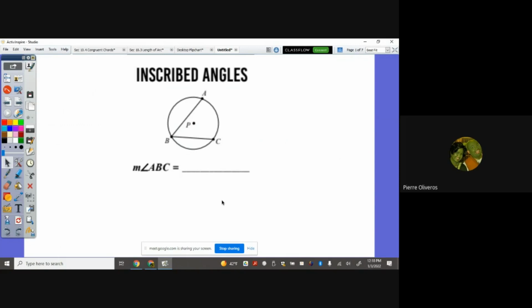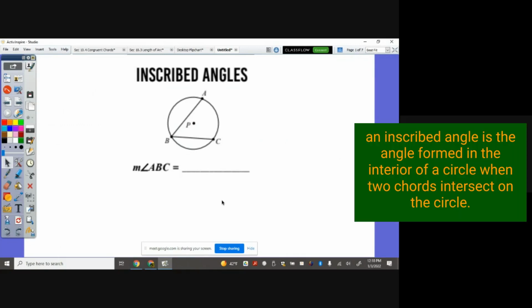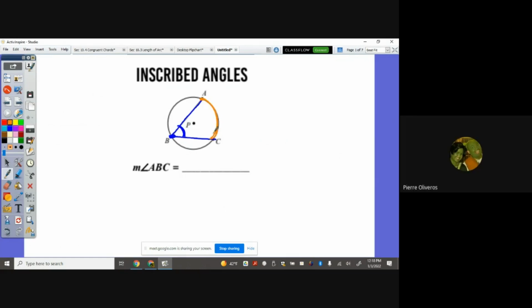And today we're going to learn about inscribed angles. What is an inscribed angle? An inscribed angle is when the vertex is on the circle. And when this creates an angle here, it also creates an arc right here. And that's the arc made by the inscribed angle.